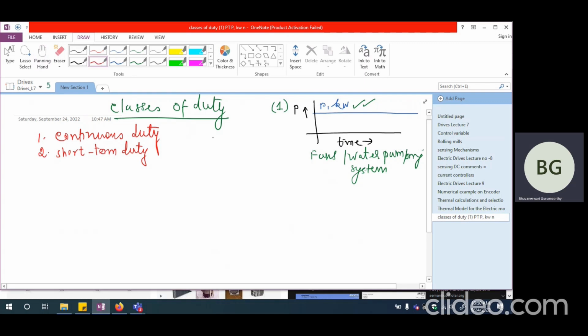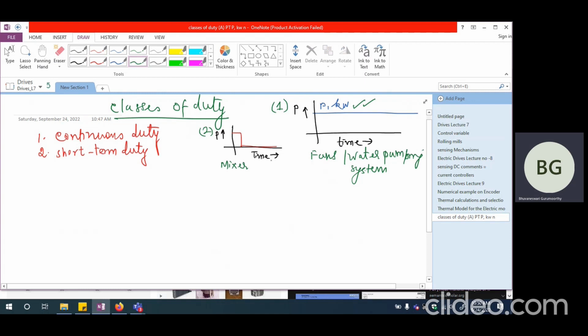So in short-term duty, what we normally see is, let us say this is the time versus the power, whatever we are talking about. So the motor is going to be on for a very, very short while, and it is going to be off for a very, very long duration. It almost cools down to zero temperature rise. Until then, it is not turned on once again. So a typical example for this particular system is the mixer that we use at home. We will not be using it for too long a period.